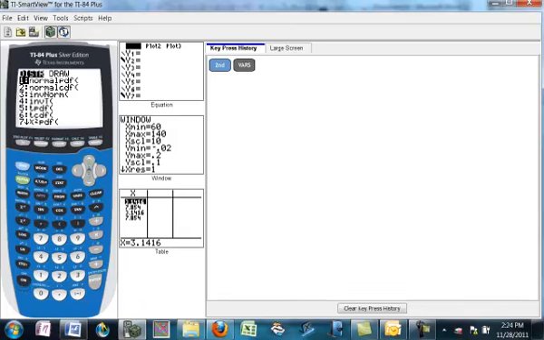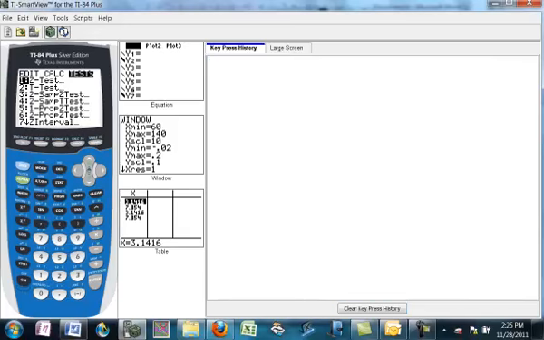Now, if you go under statistics, you will see some things that we've already looked at. We have edit, which is how we go to our data editor. We have calculate, and there we calculated our one variable statistics. Also regression, that you may have worked with in your algebra classes. And then we also have tests. And tests is where we want to go now. So let's look at that again.